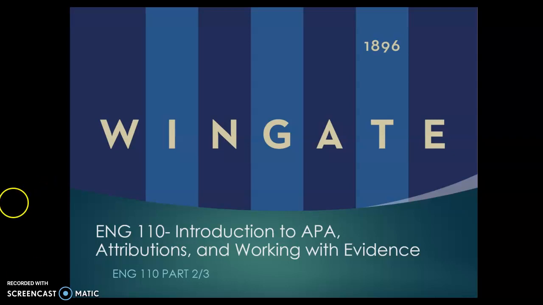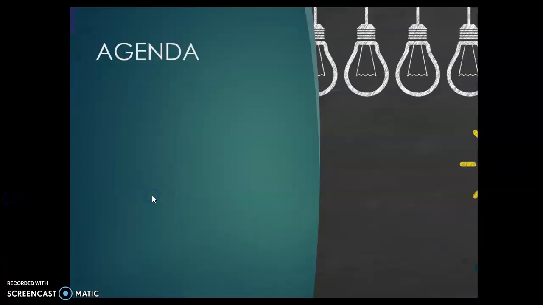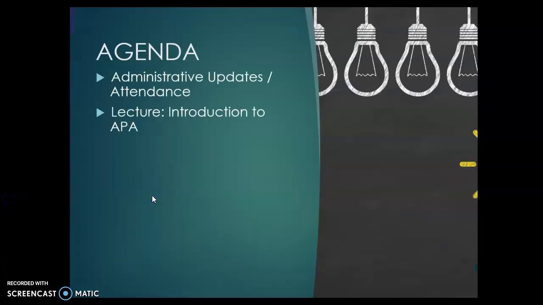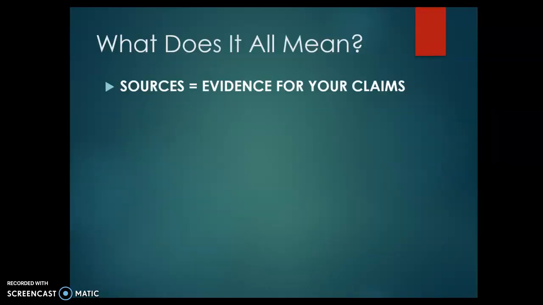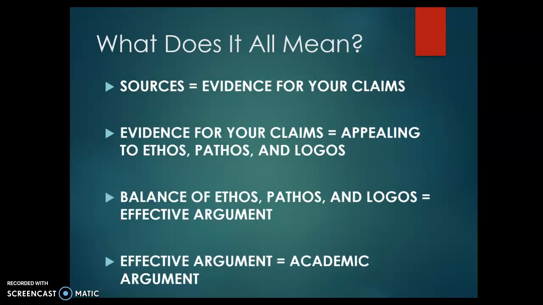The agenda here is, if I can click here, the administrative updates you've already seen. You've already had an introduction to argumentation and persuasion from a theoretical lens. What does it mean? How do we get from getting our thoughts on paper to building a credible argument for ourselves, to research, bridging that gap between those ideas? Let's do a quick synopsis of why this matters. On the slide in front of you, you'll see sources equal evidence for your claims.